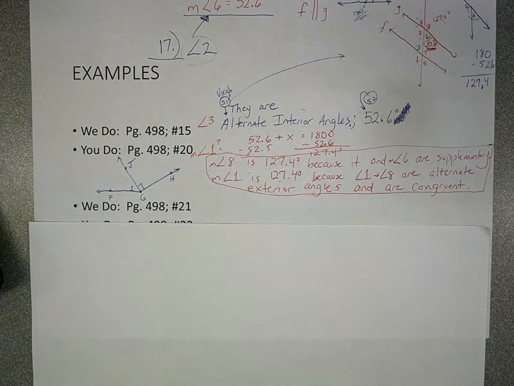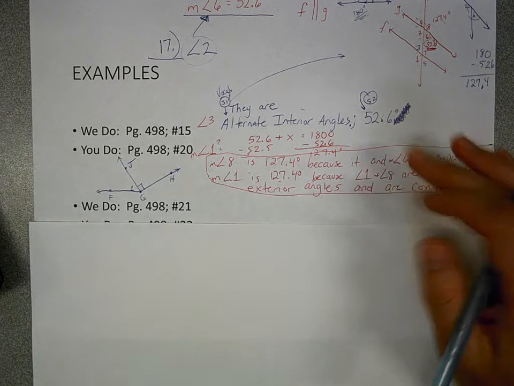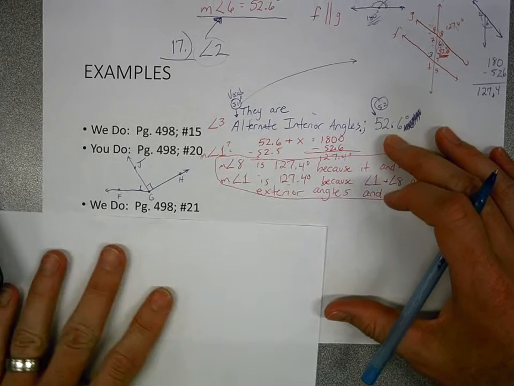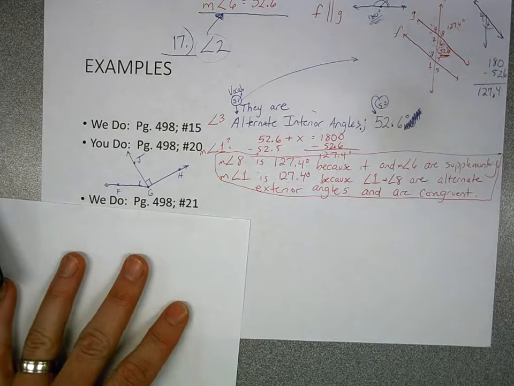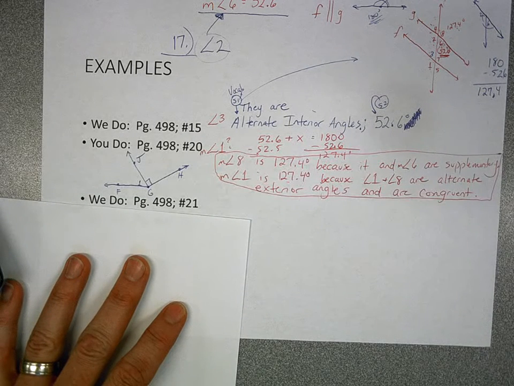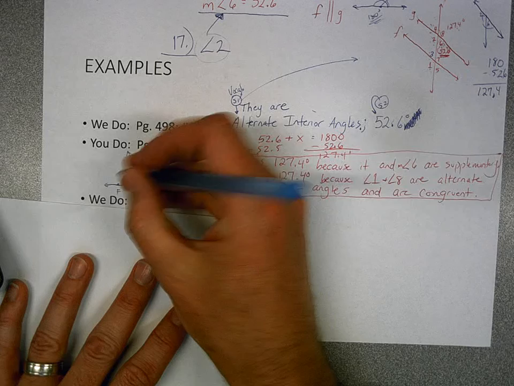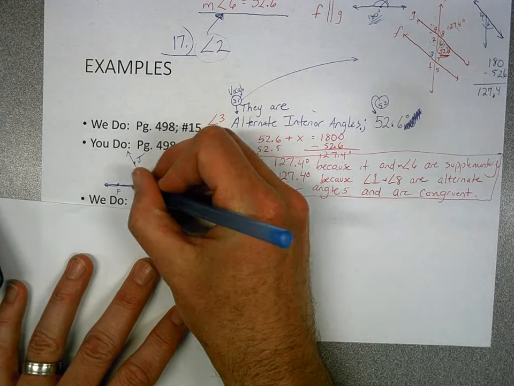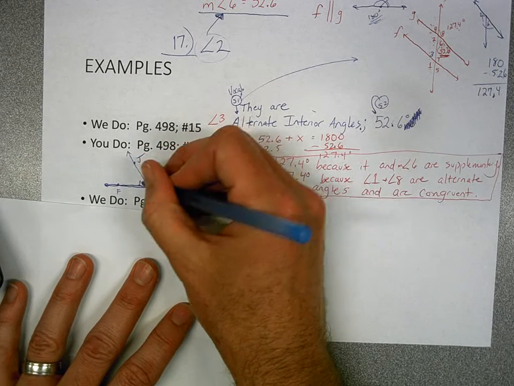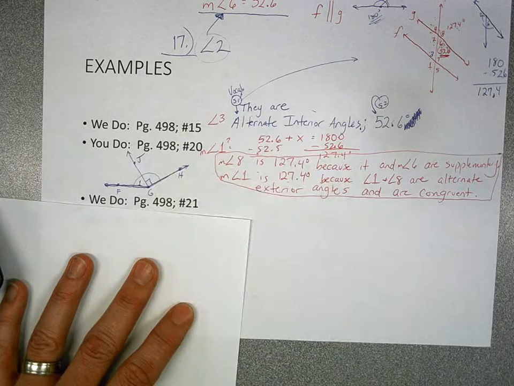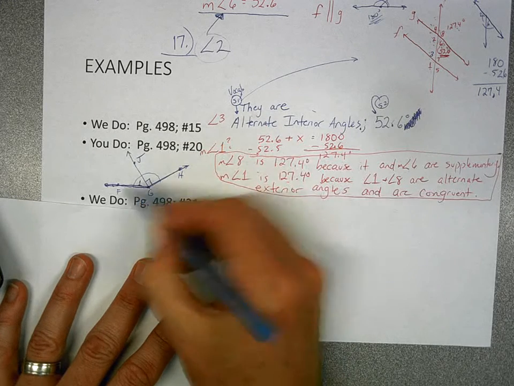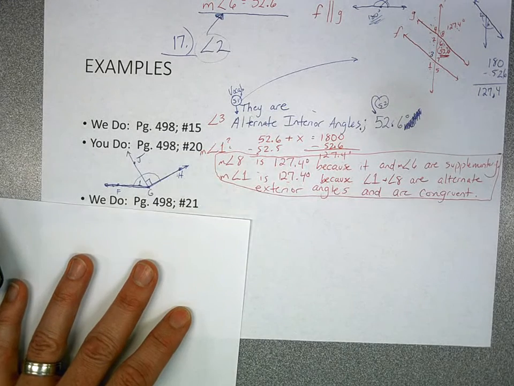Okay, so problem 21. Here's what it says. If the measure of angle FGH is 165 degrees, find what the measure of angle 1 is. Okay, so it says this here to here, this whole angle right here, FGH, so it's that whole angle, is 165 degrees.